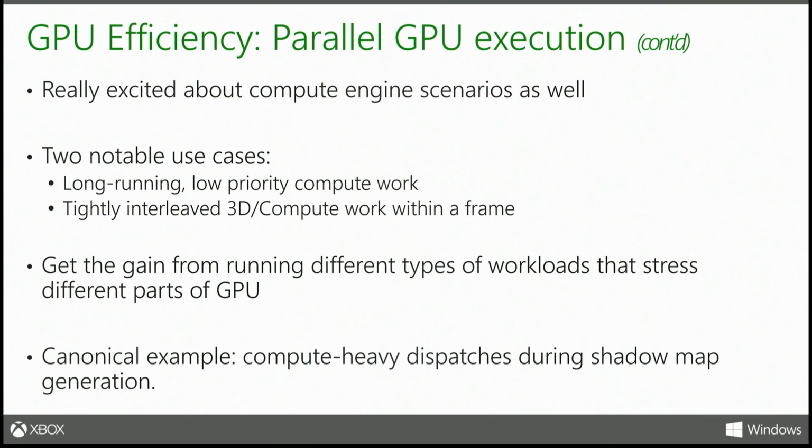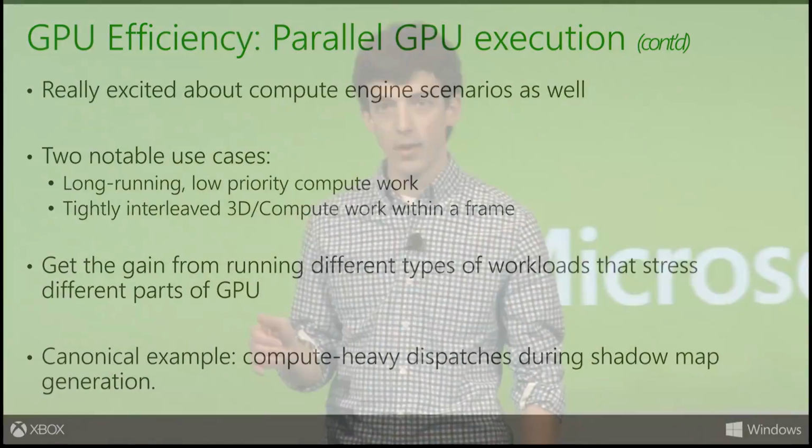Long-running, low-priority compute work. If you're doing a long simulation that maybe you don't need for 10 frames or even longer, you can run it at a low priority. The GPU will give whatever spare cycles it has to the compute work, and you can tell the GPU, I'll need it later. And at some point when you do need it, you can tell the 3D queue to wait on this actual work. So it's kind of great for long running, but it's also very good for using it even in a single frame.